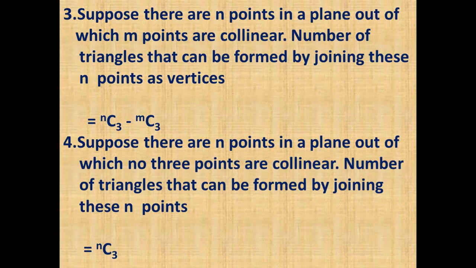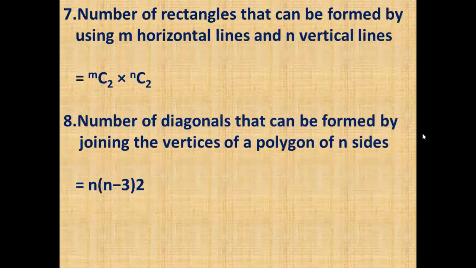Now formula number 4: there are n points in a plane out of which no 3 points are collinear. So the number of triangles that can be formed by joining these n points would be nC3. In the same way, if they ask you the number of rectangles that can be formed by using m horizontal lines and n vertical lines, that would be mC2 into nC2, because in a rectangle we have length and width. And formula number 8, the number of diagonals that can be formed by joining the vertices of a polygon of n sides, would be n into n minus 3 upon 2.